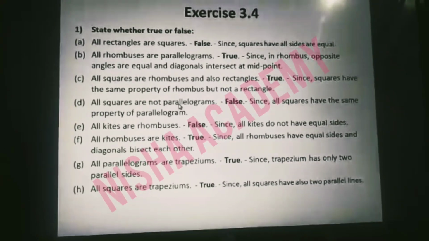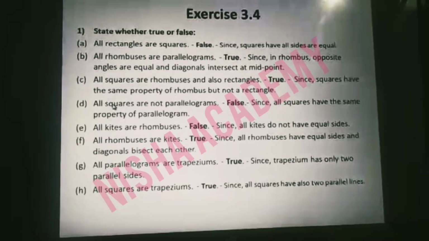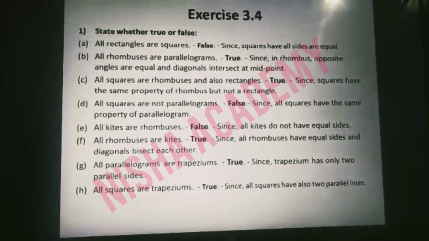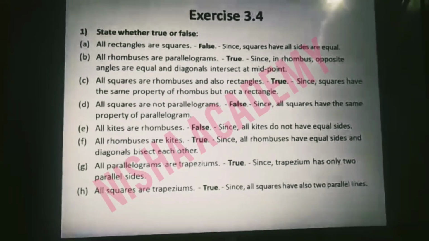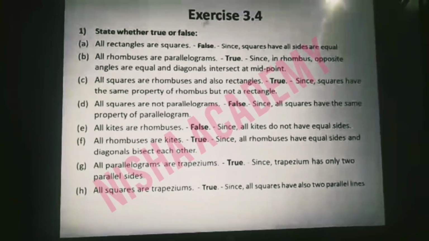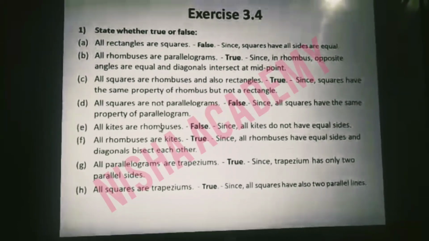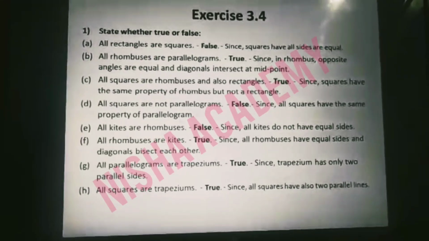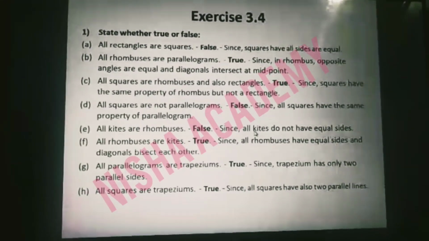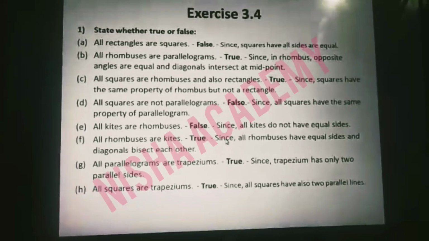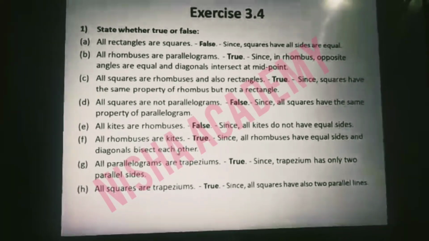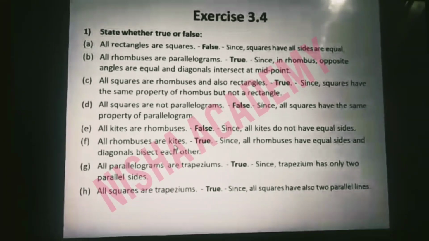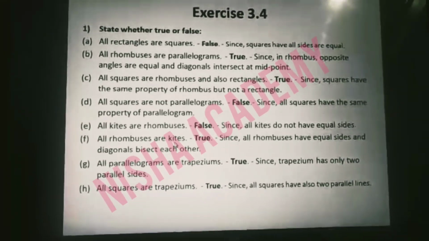All squares are not parallelograms, meaning a square cannot be said to be a parallelogram, which is false because a square is a special type of parallelogram and it has all the properties of a parallelogram. All kites are rhombuses, meaning a kite follows the properties of a rhombus, which is false because kites do not have all sides equal. All rhombuses are kites. Yes, we can say that. Why? Because a rhombus has all the properties of a kite.